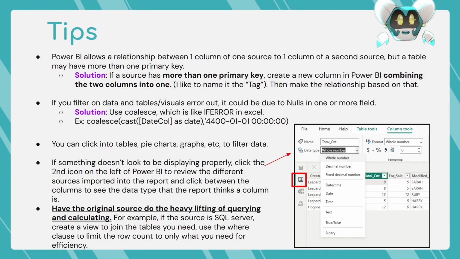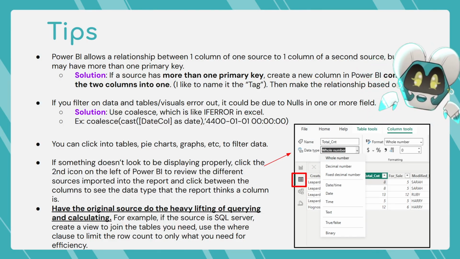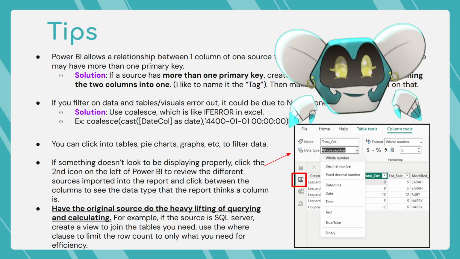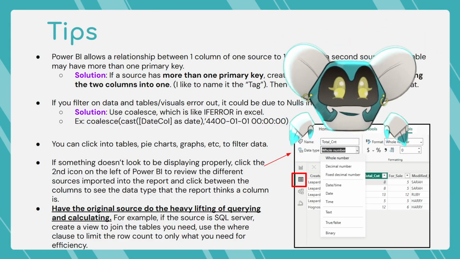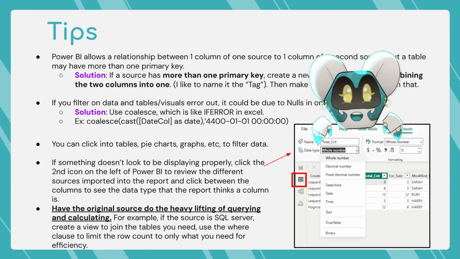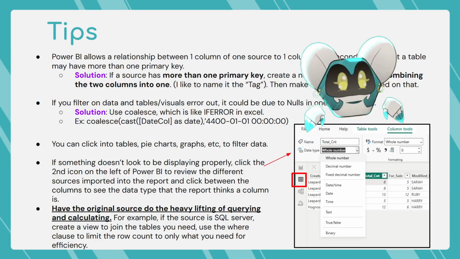If your data doesn't seem to be displaying correctly, a cause could be Power BI is not treating the data type as you expected it to. So on the left-hand side of Power BI, go down to the second tile down below, and as you click on the different columns in a source, look at the top ribbon and see what is the data type that the Power BI report thinks the column is. And so if it is treating a field as text, but it should be a number, you can make that change here.